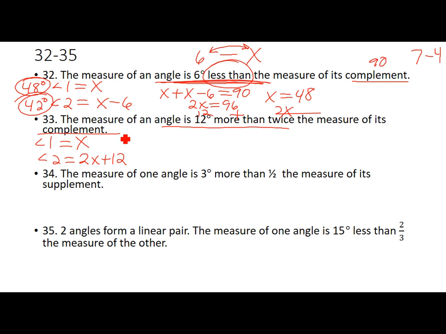It said complement, so it's 90. It's 3x plus 12 equals 90. If I solve this in my head, it looks like that's 78. 78 divided by 3 is 26. So x equals 26. Plug it back in. This angle's 26 degrees. 2 times 26 is 52. 52 plus 12 is 64 degrees.